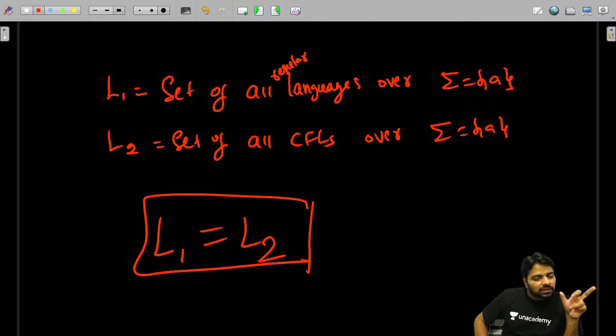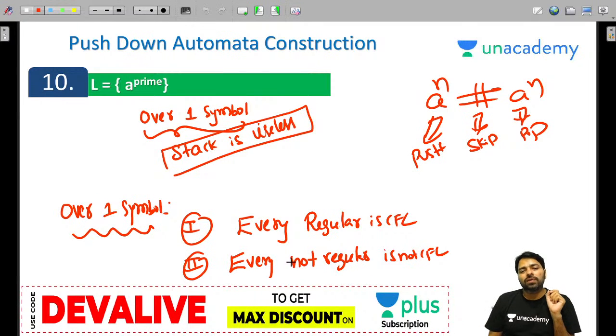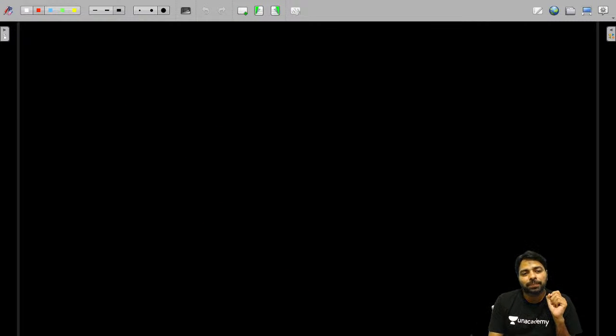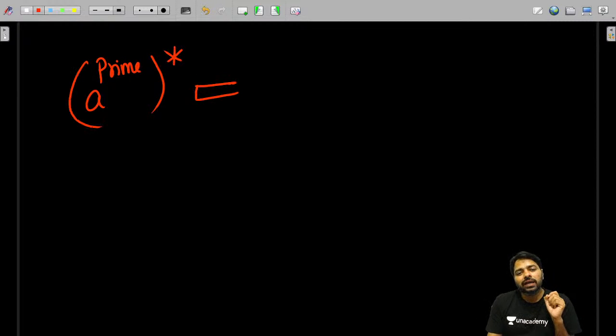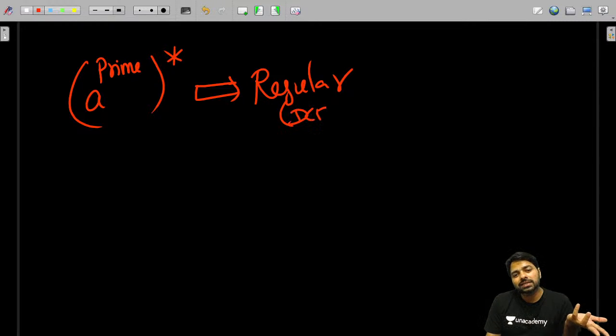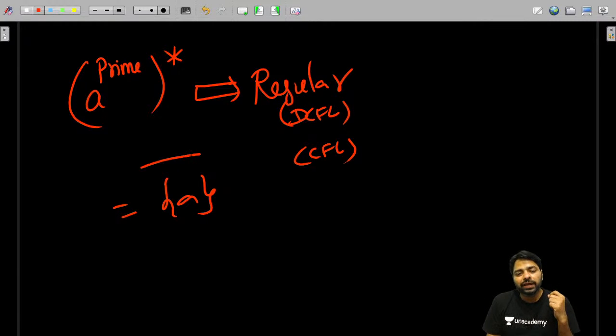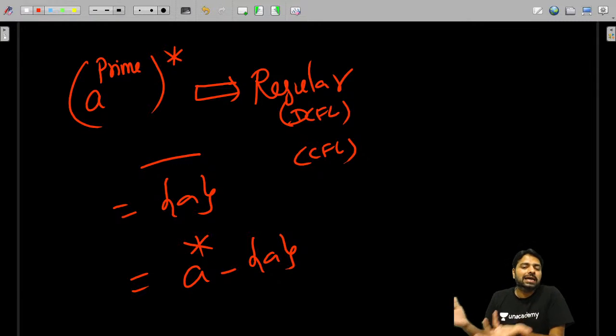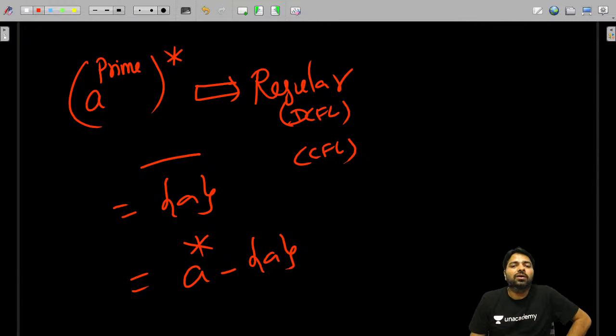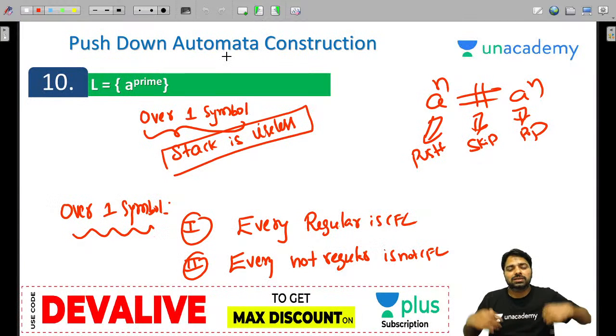Shubhasri, that is already over in the previous chapter, guys. Why are you asking unnecessary doubts which were already completed? A power prime whole star is already regular. We proved it in the first chapter itself. Then what is the use of it? It is the DCFL, it is the CFL, everybody knows. It is just the complement of A. You can say A star minus A, and for that you can design a DFA. We did it in the first chapter itself. Remember that. Clear this point?